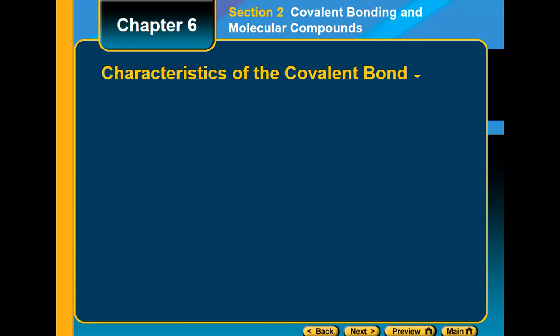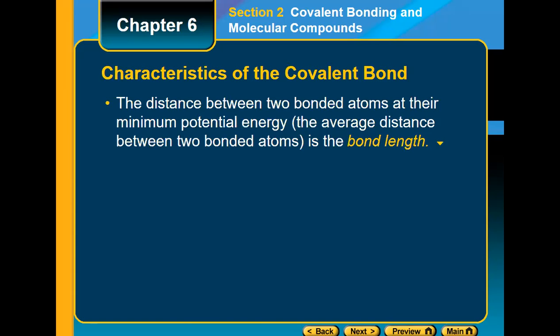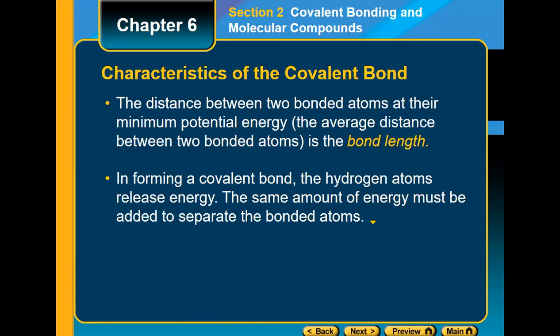Okay, guys, so like this, we know how a covalent bond is formed, and what determines the distance between the nuclei of the two atoms in a covalent bond. So let's go through the characteristics of a covalent bond. The distance between the two bonded atoms, once they reach the minimum potential energy, meaning once the bond is formed and they are stable, we call this the bond length. So the bond length represents the distance between the nuclei of the two atoms when they are at the minimum potential energy.